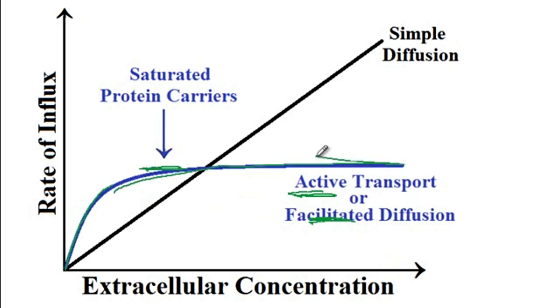And then there we go. So we have reached a maximum speed, which doesn't increase anymore because we've already used all the available proteins. And that concludes the discussion of different modes of molecule transport across the plasma membrane.